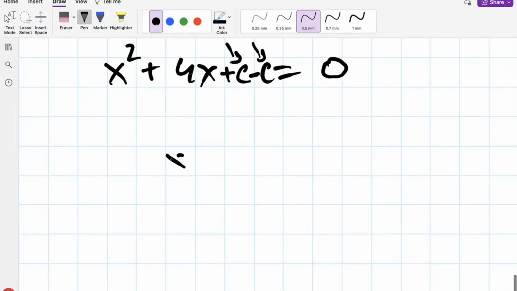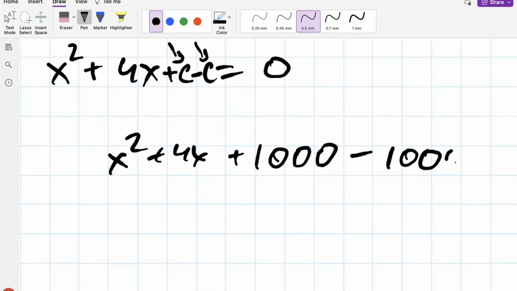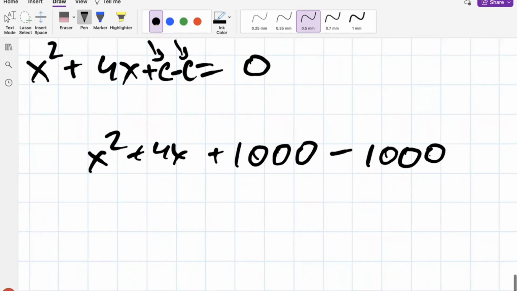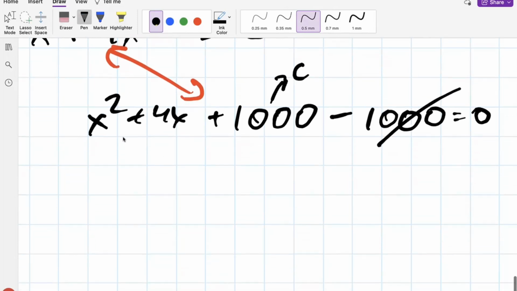For example, let's imagine you have x squared plus 4x plus 1000 minus 1000. Are we changing something? Is it still the same equation as this one? What do you think? Are they equal? Yes, they are, because 1,000 and minus 1,000 will cancel out and you are actually not changing anything.